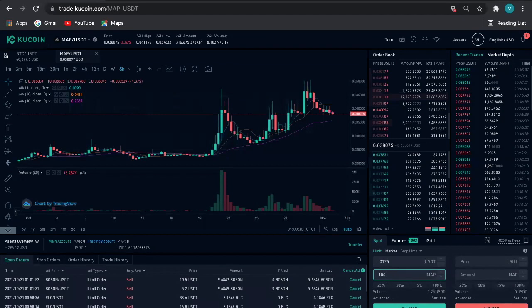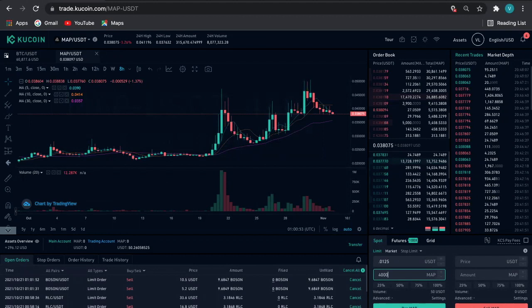Let's see how much MAP, trial and error. You see right here how much USDT it is. 2,000 coins of MAP, it's 25. That means I've got to double up. 4,000, that's 50. And then I'd place a buy.